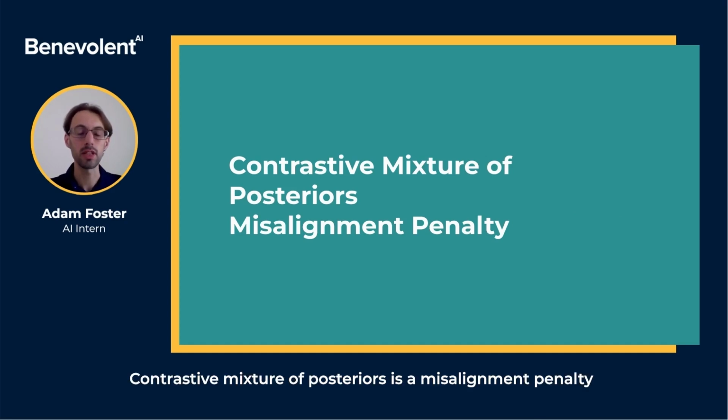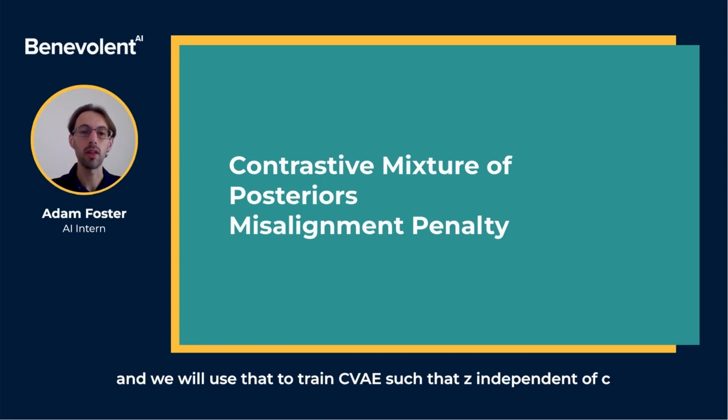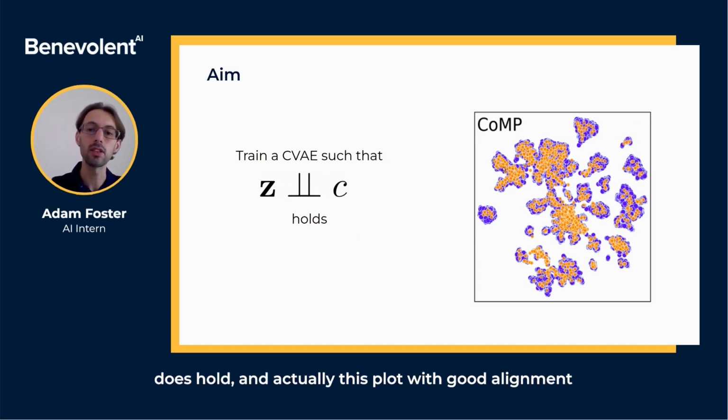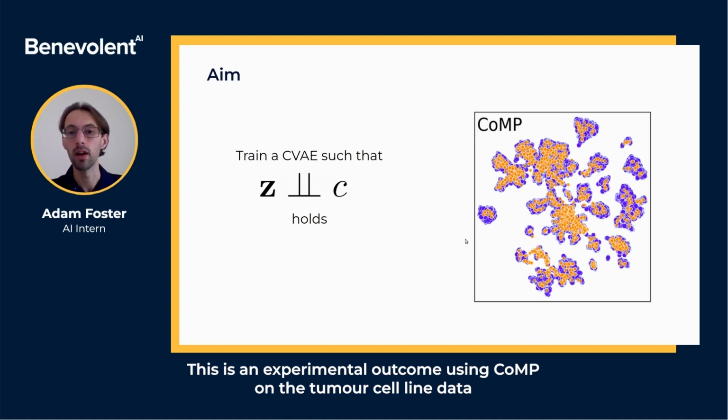And that's where our project comes in. Contrastive mixture of posteriors, or COMP, is a misalignment penalty, and we will use that to train a CVAE such that Z independent of C does hold. And actually this plot with good alignment is an experimental outcome using COMP on the tumor cell line data.